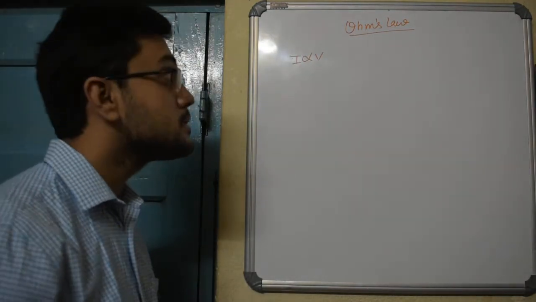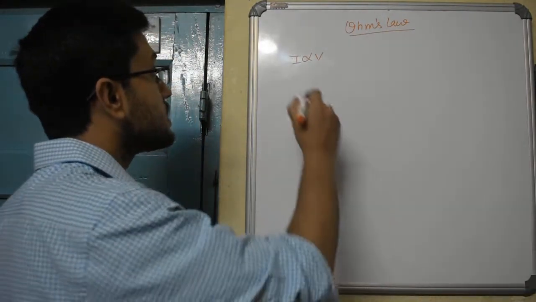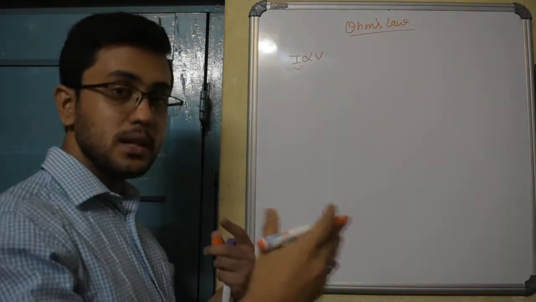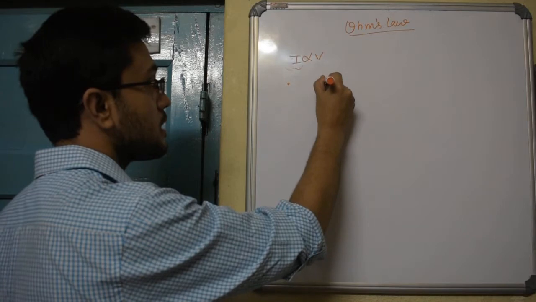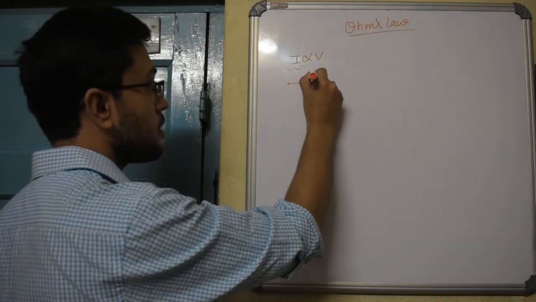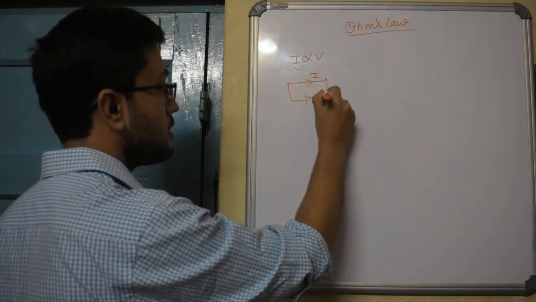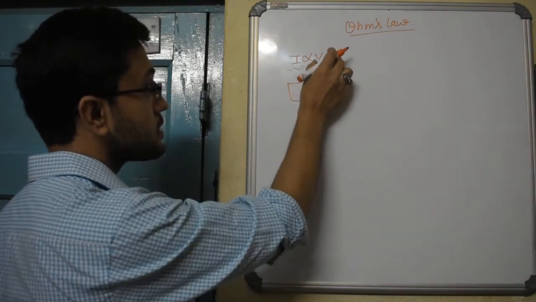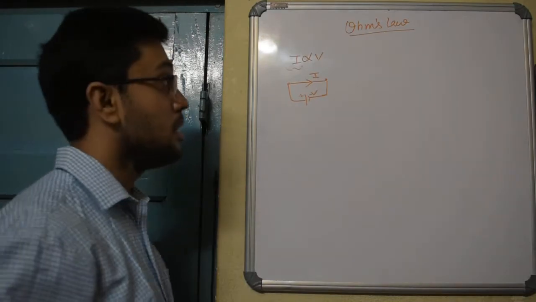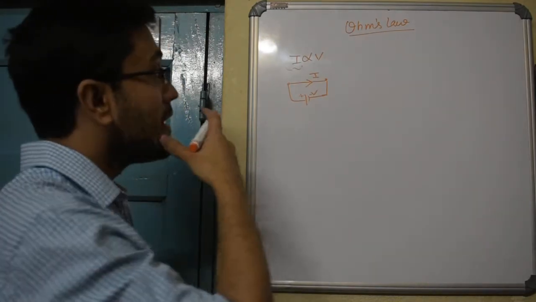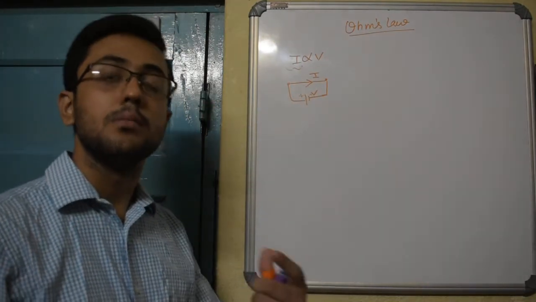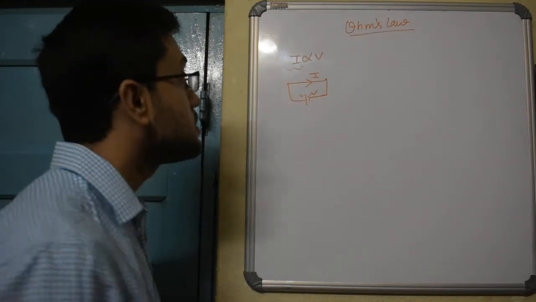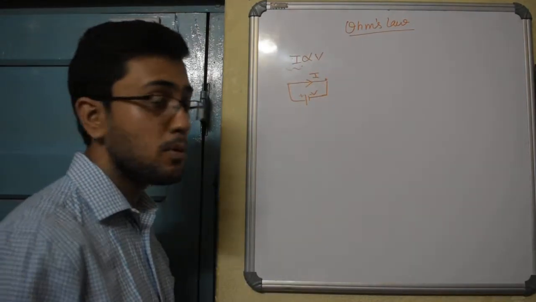According to Ohm's law, the current that is flowing across the ends of a conductor, so if I have a conductor here, is directly proportional to the potential difference which is applied across the ends of the conductor, provided that the temperature of this entire system remains constant. So that is what Ohm's law says. I is directly proportional to V.